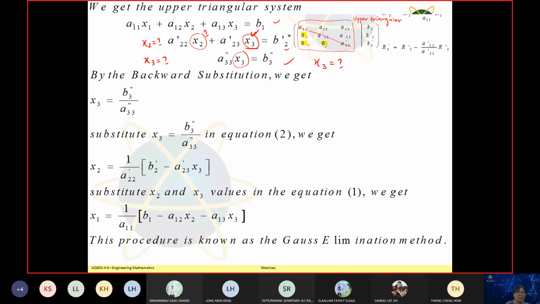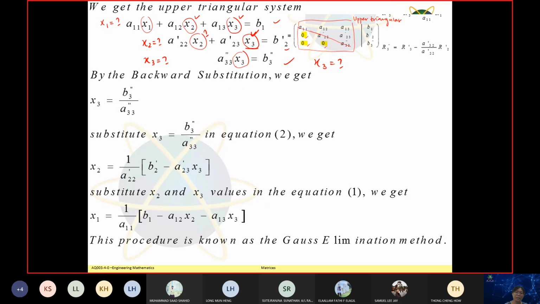Okay, now come to the first equation. These are the three unknowns, right? From the third and second equations, we already found x2 and x3. Then when we come to the first equation, we can find x1. This is how we solve it.